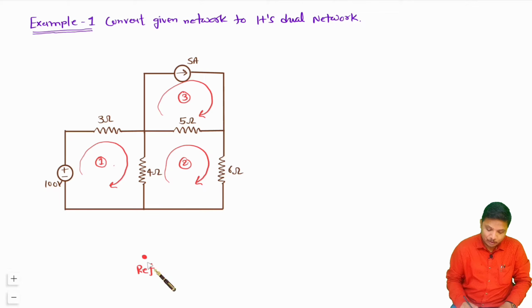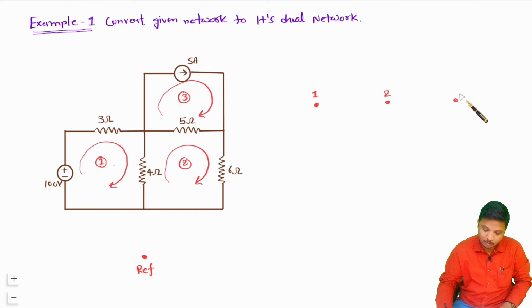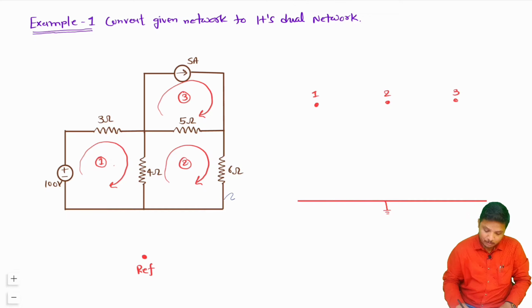Now all I need to do is form its dual network. So I will be mentioning all those nodes over here. I am having number 1 node over here, number 2 node over here, number 3 node over here, and I am having reference over here. Now what we need to do is connect all the elements with respect to node, right? So you see how I am connecting it.